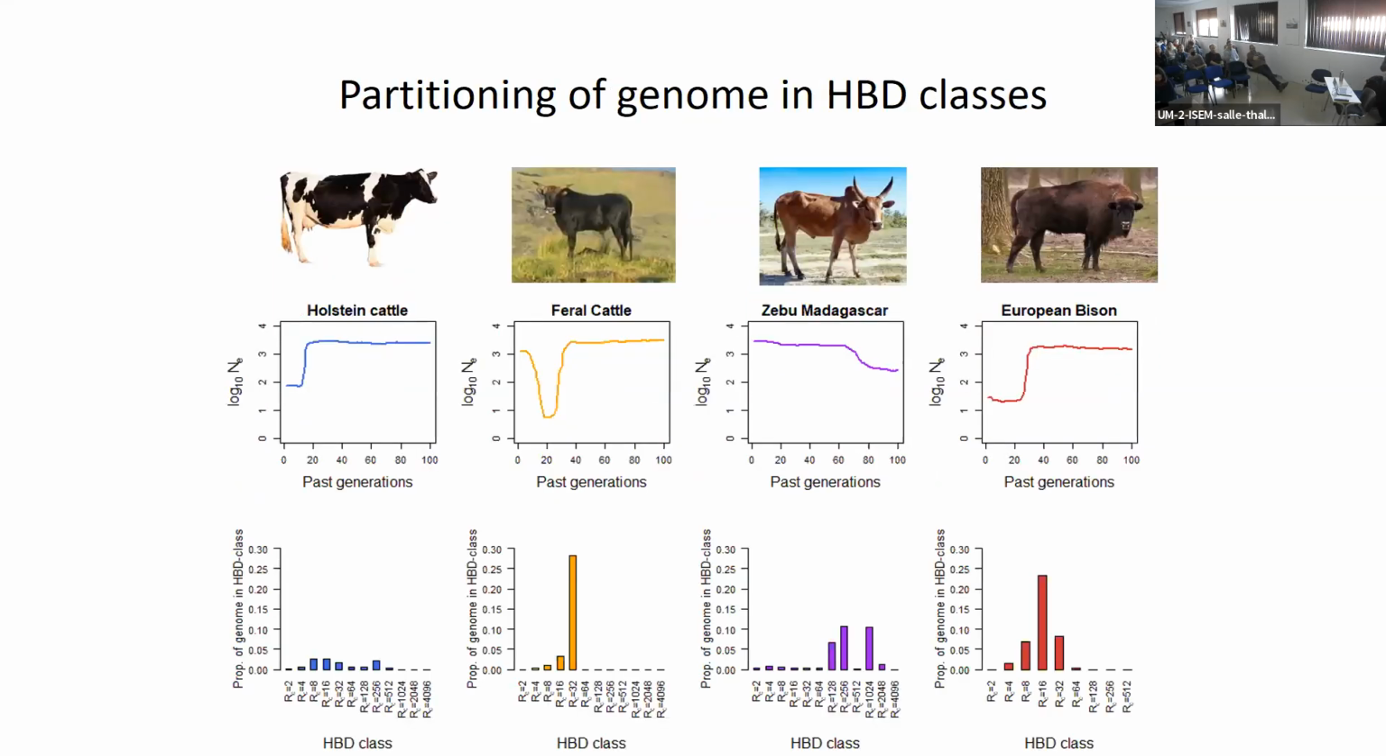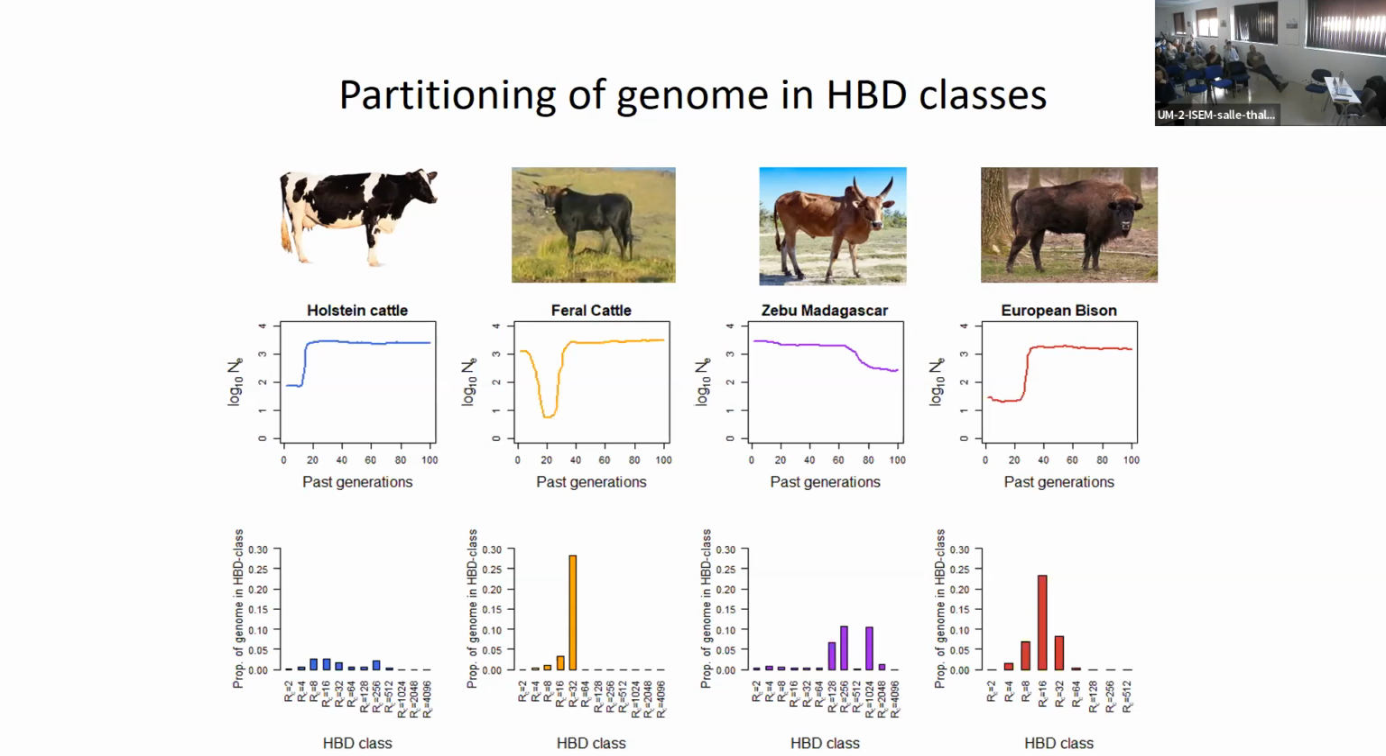Now, if we look at the distribution of HBD segments in all of these populations, we see that they reflect quite nicely what we observe in Holstein cattle. We see that in the last 15 generations, a little bit of inbreeding has been accumulated, but not so much, because the effective population size is still around 100.